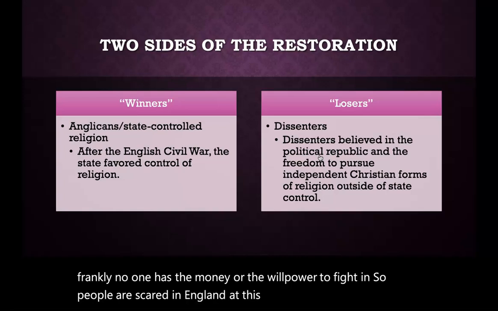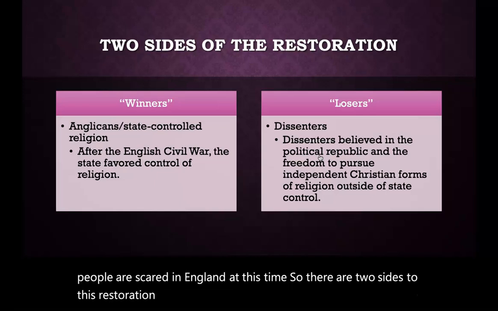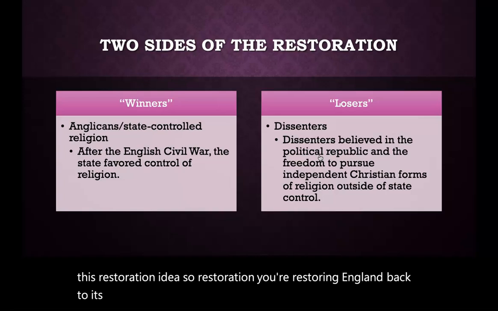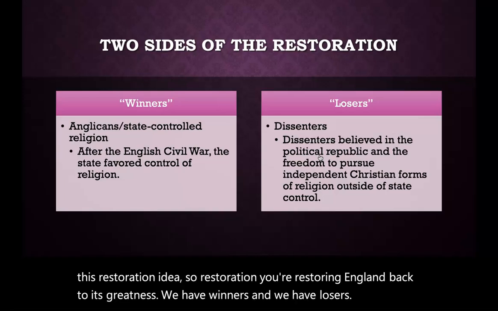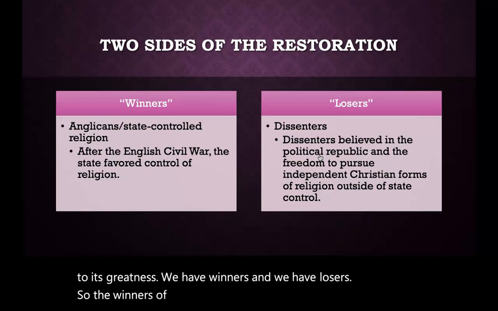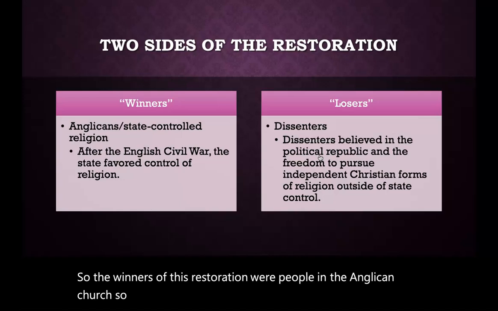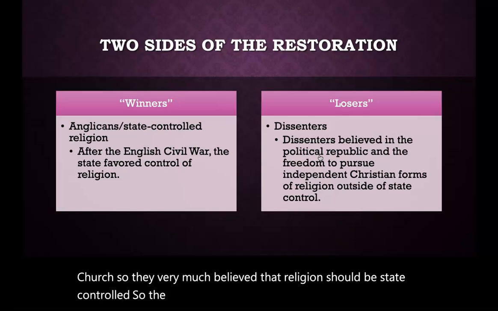So there are two sides to this restoration idea. Restoration, restoring England back to its greatness. We have winners and we have losers. The winners of this restoration were people in the Anglican Church. They very much believed that religion should be state controlled. So the government should control the religion of England.